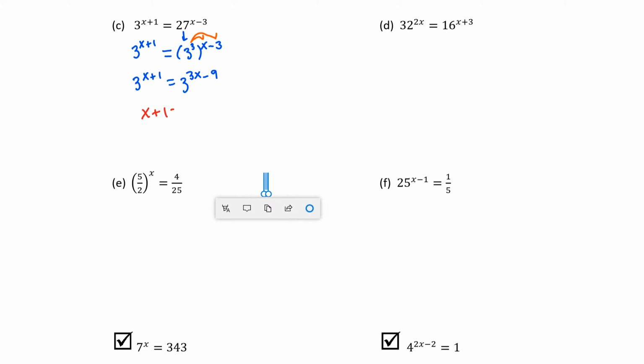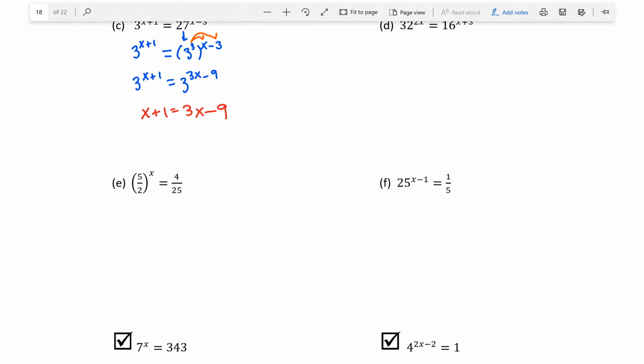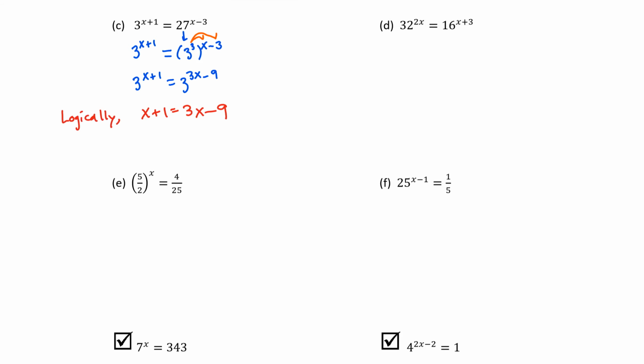Notice I am switching colors here just to draw your attention to this step. I'm going to say logically, then the exponents must be the same. To make sure that you understand, we did not divide both sides by 3. We haven't done any sort of operation.